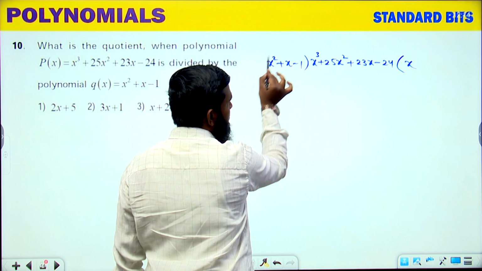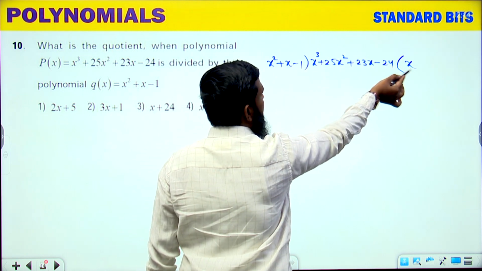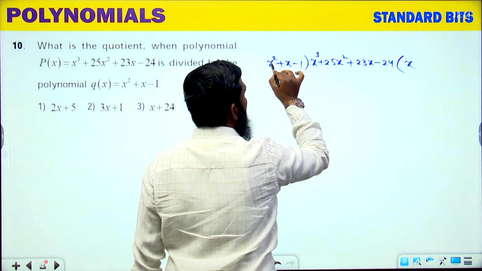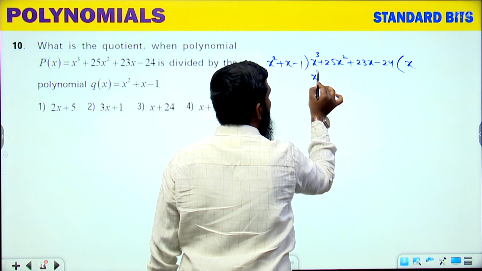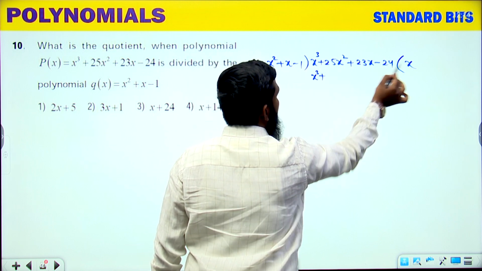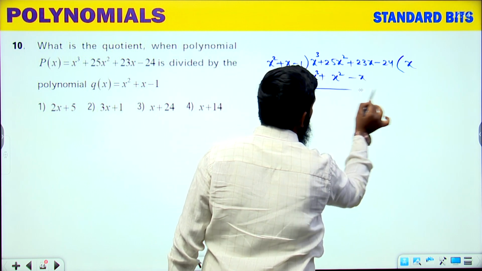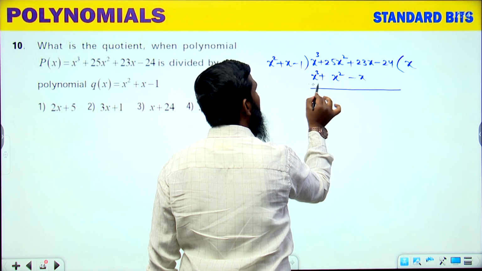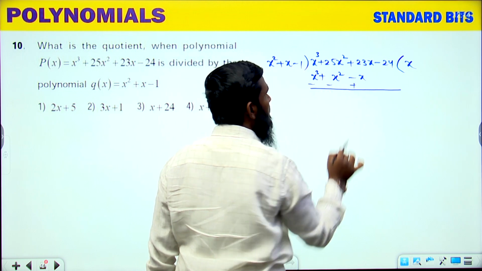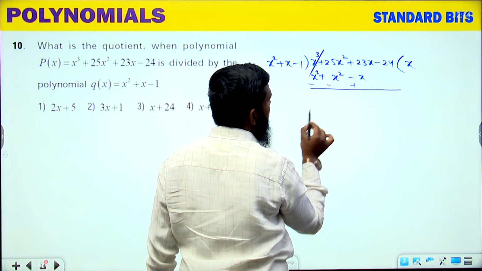So this complete part we have to multiply with x. If you are multiplying with x, what will happen? x square into x will become x cube. Next, plus x into x will become what? x square minus x. Like this we have taken. Now let us do the cancellation. Plus will become minus, plus will become minus, minus will become plus. So this part gets cancelled over here.